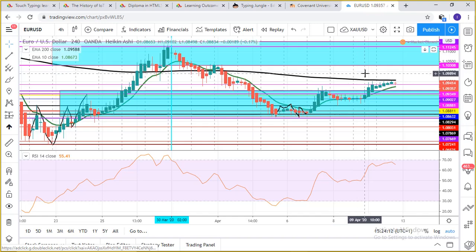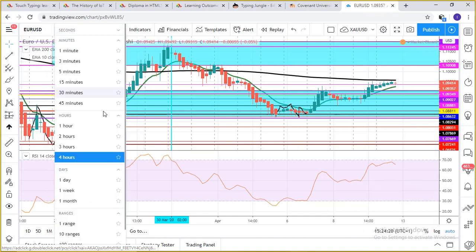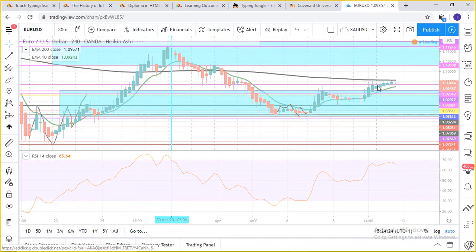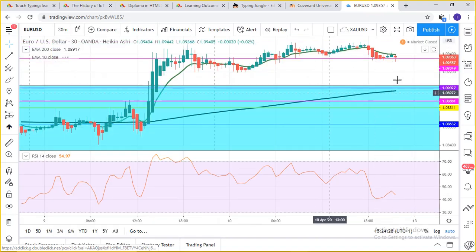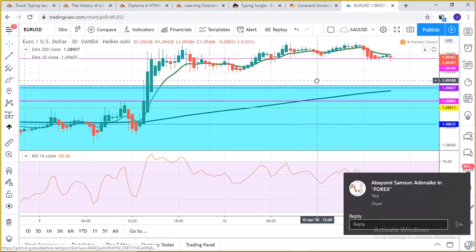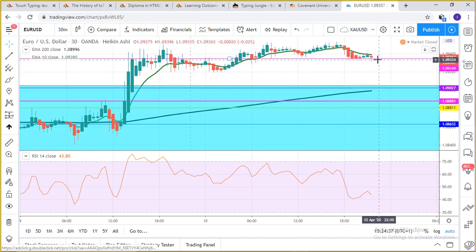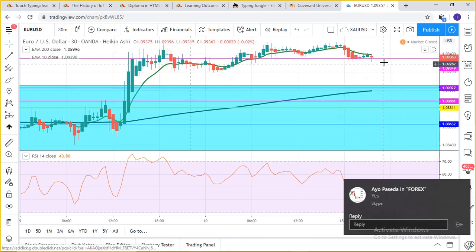Good. So we expect the price to come here. Let's look at 30 minutes to see what the price is doing, because it's selling on the 4-hour. It's a small doji, it's not important. The pullback we are seeing here is not very important.